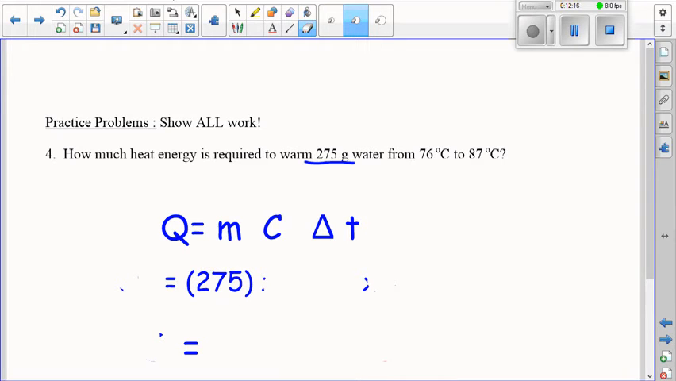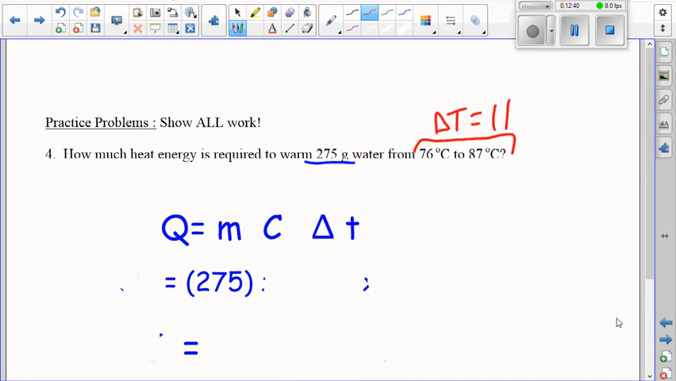All right, which one of these temperatures do I use for my delta T? The 76 or the 87? The difference, right? I want the difference between them. So I need to go ahead and find the difference between 87 and 76. Do I do 76 minus 87 or 87 minus 76? It doesn't matter. I just want the absolute value. Either way, you should get a delta T is equal to 11. So your delta T is going to be 11.